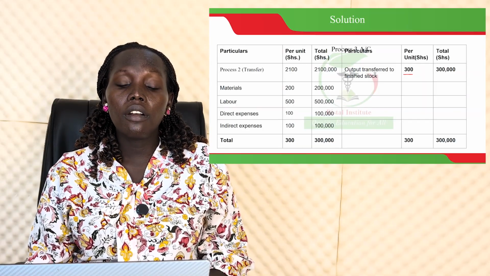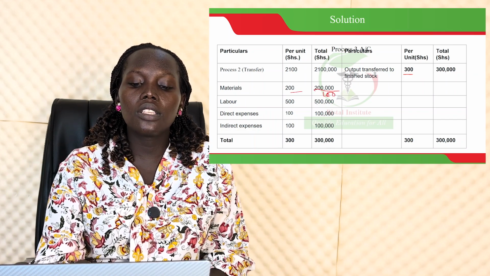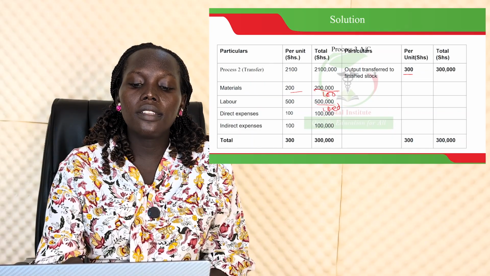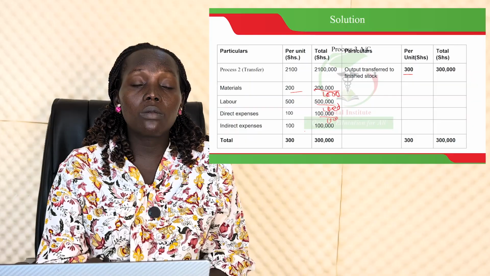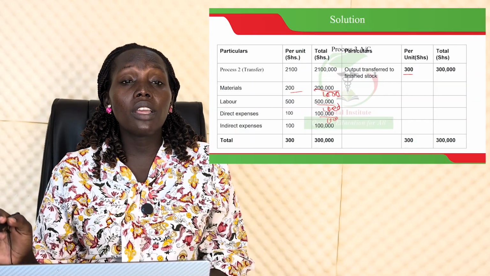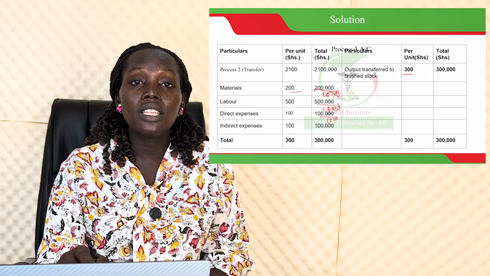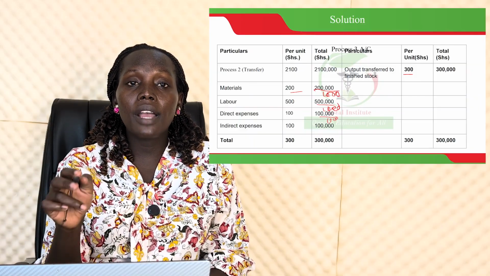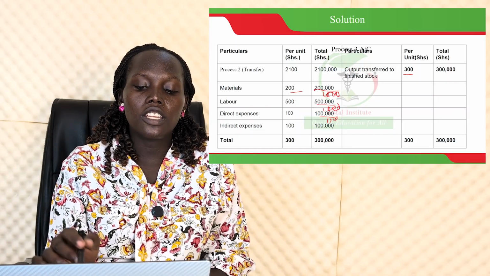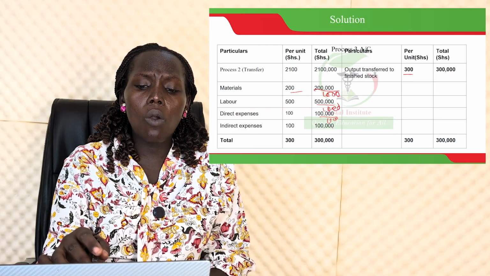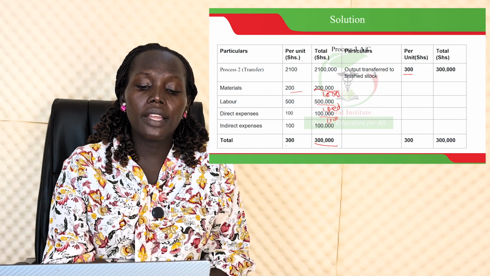So the material, they have given us 200. We divide by 1,000 to get the unit, and also the same for the other one. And then also indirect expenses, we do the same. We get 280 times 280 times 500 divided by 1.4, which we get 100. So this 100, when you add the total, we get 300,000. And when you add the total, we get 300.